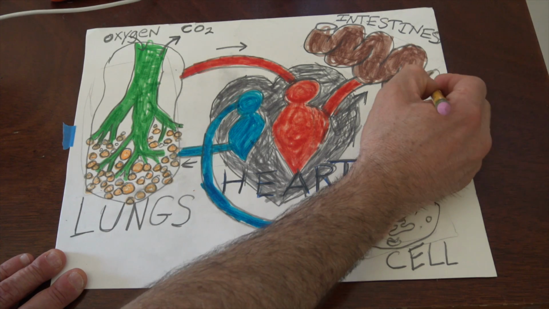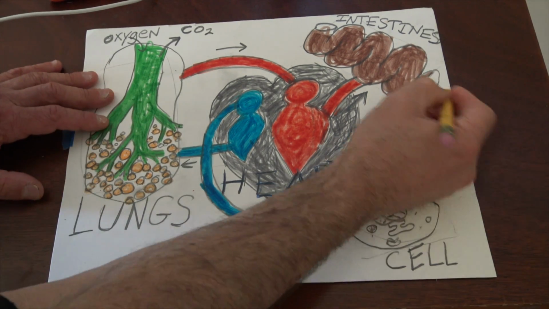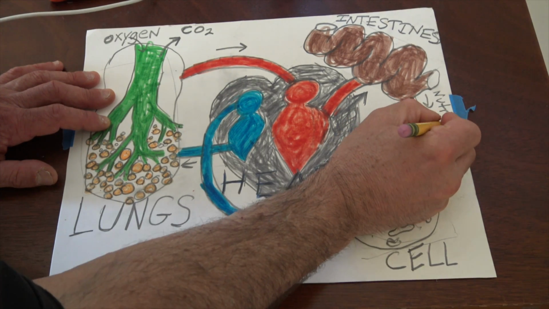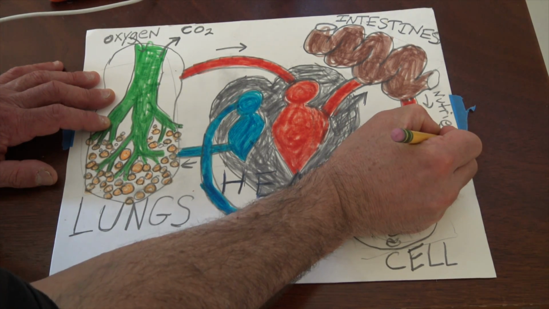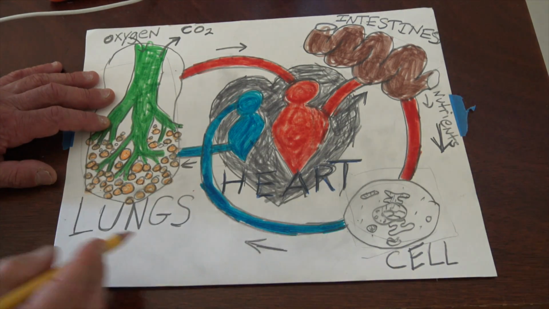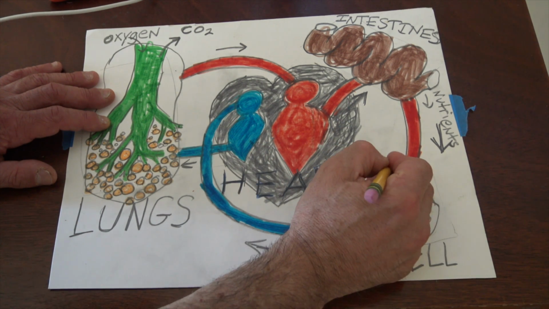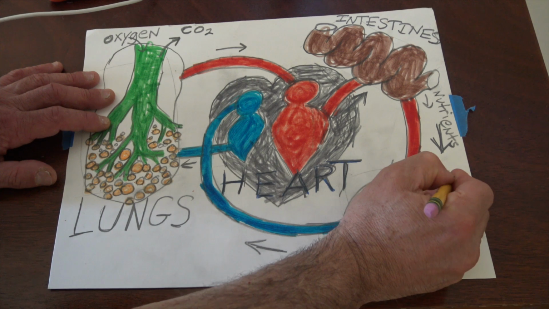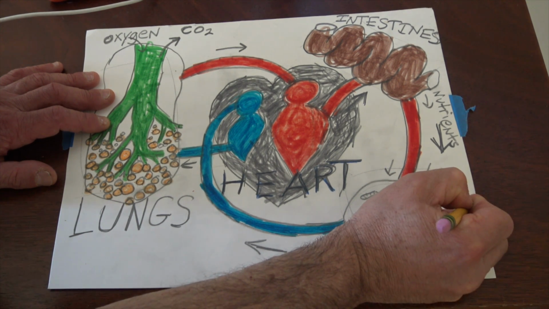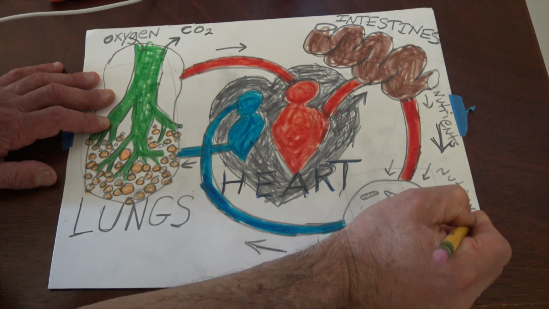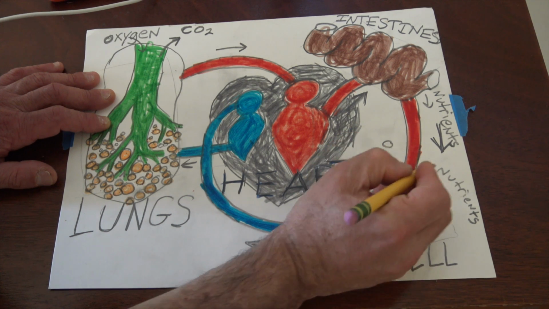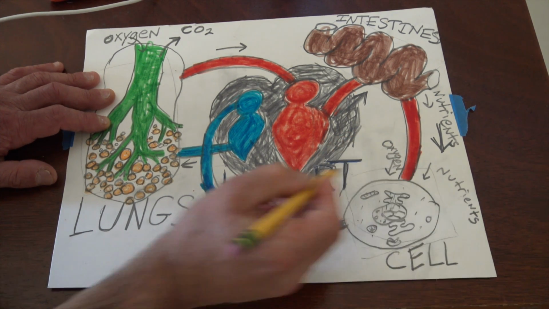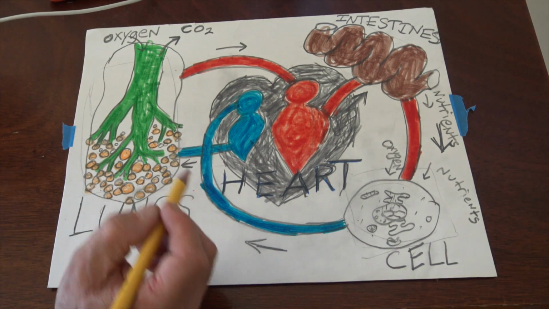Over here at the intestines, right here we have the nutrients, which are little molecules of food passing into the blood. Now here the red blood is bringing the nutrients, which is the food for the cell, and the oxygen, which allows the cell to burn the food, break it down and take its energy.